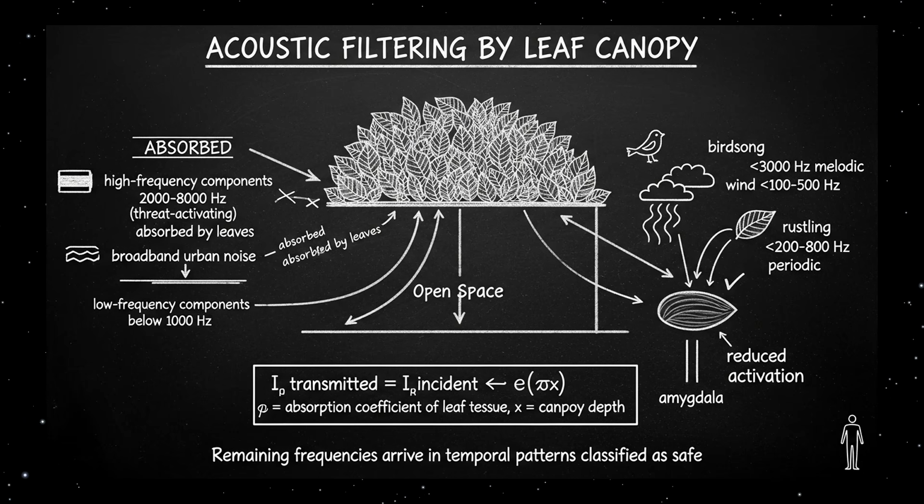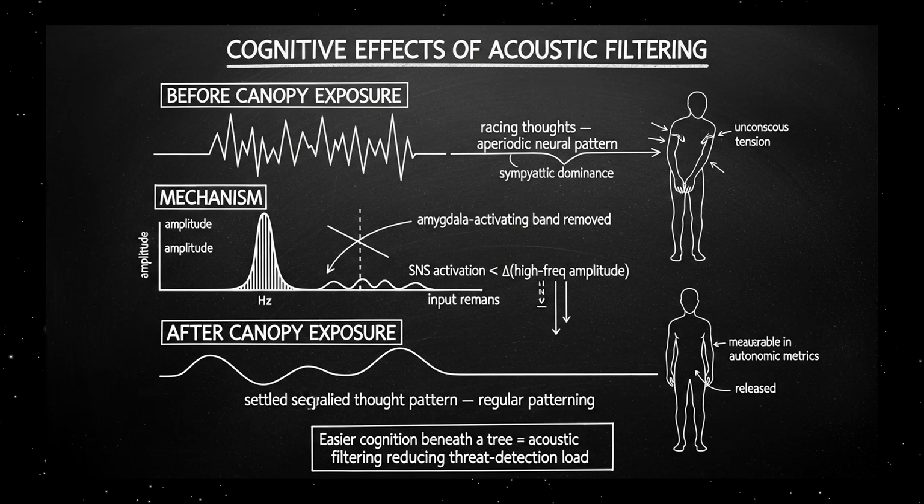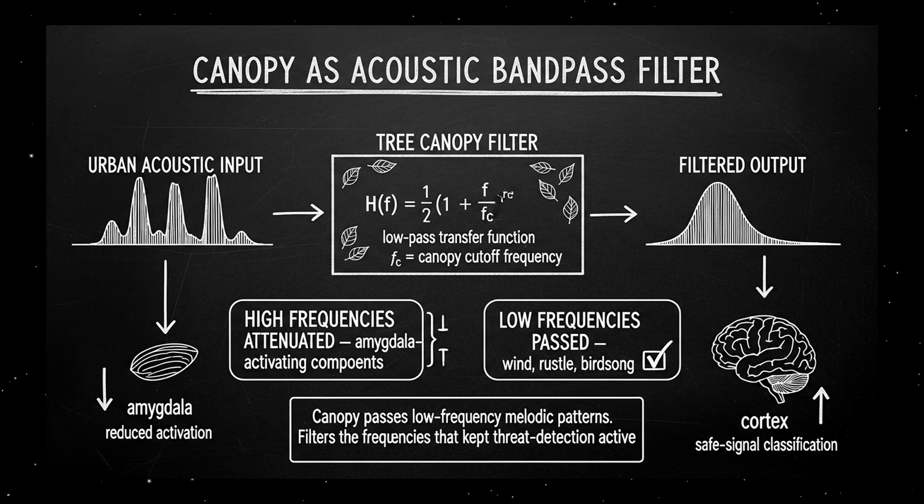The frequencies that activate threat detection have been absorbed by the leaves. The frequencies that remain, wind, rustling, birdsong, arrive in temporal patterns the nervous system classifies as safe. Anyone who finds it easier to think beneath a tree, whose racing thoughts settle, whose body releases tension it was carrying without their awareness, is experiencing this acoustic filtering. The canopy has absorbed the high-frequency components that kept the amygdala active and allowed through the low-frequency components and melodic patterns that the nervous system classifies as safe.